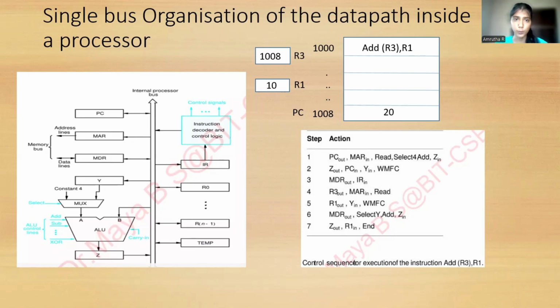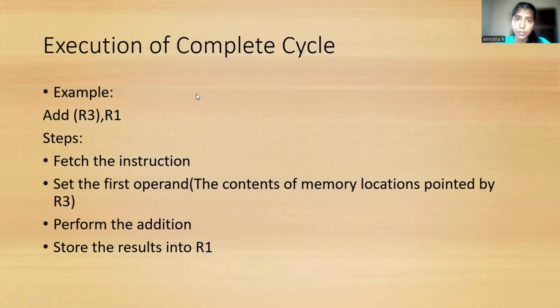Let us see how this works with an example. Execution of complete cycle. The example we have taken is add (R3), R4. Now these brackets for R3 are important. This is important because these brackets are telling that R3 is in indirect addressing mode.